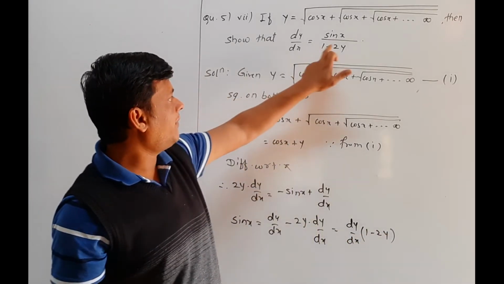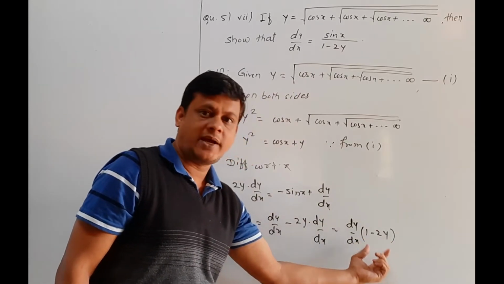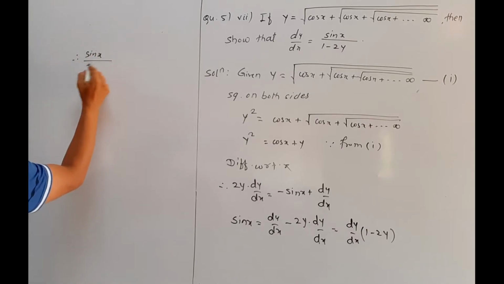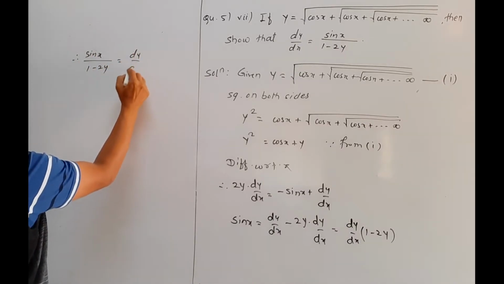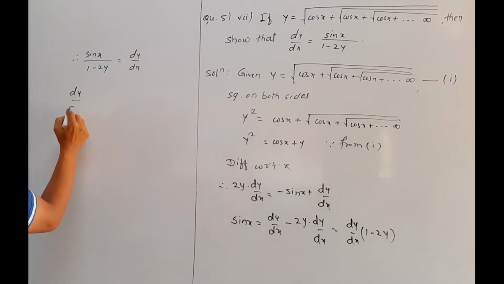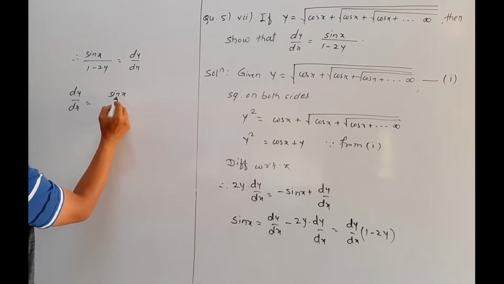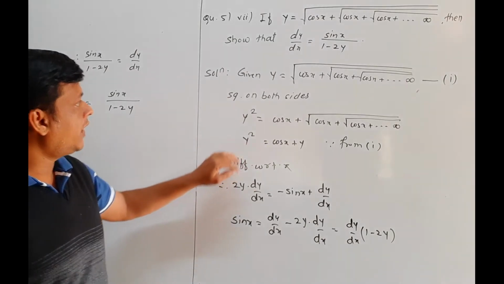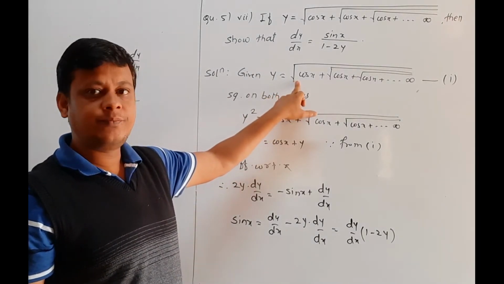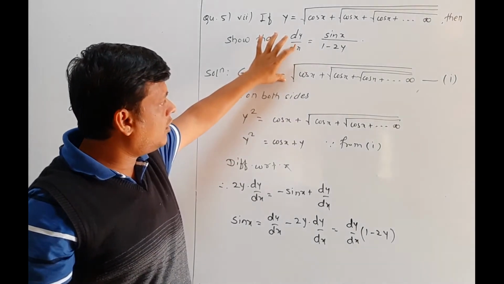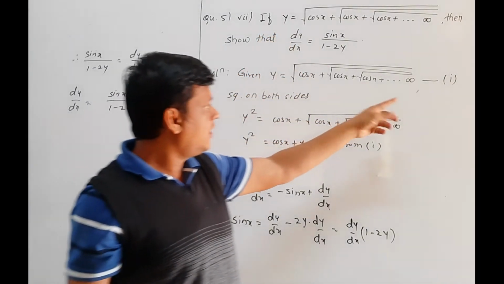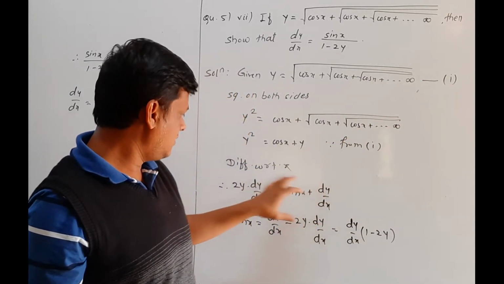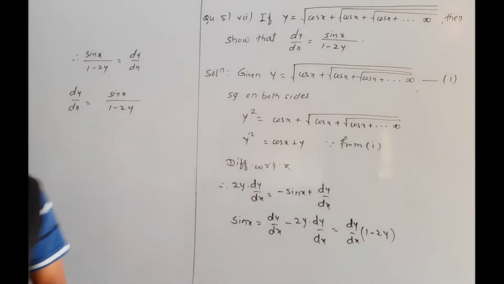Now we require 1 minus 2y in the denominator, so transfer this 1 minus 2y to the left hand side. So we get sin x upon 1 minus 2y is equal to dy by dx, that is, dy by dx is equal to sin x upon 1 minus 2y, which we had to show here. So in this way we square the given value, then we remove the outer root first, and again the value is in terms of infinity, so we replace it by y and differentiate the given function.